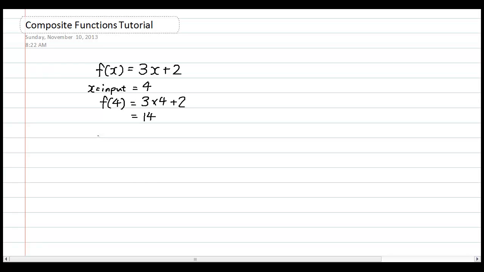If you have no idea what I'm talking about, then perhaps you need to go back and watch the other tutorials. Okay, so now what is a composite function? Well, let's say that on top of our f of x function, which is 3x plus 2, I'm going to define a totally unrelated function. Let's say g of x is equal to 4x minus 1.